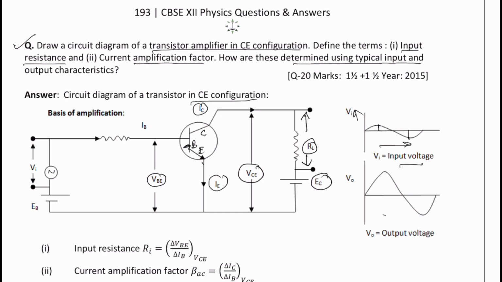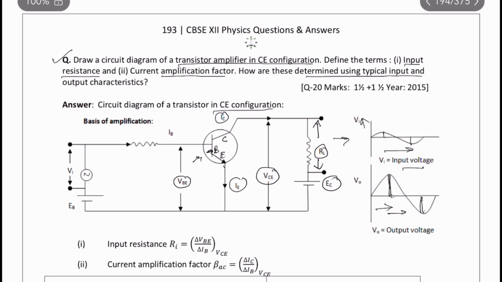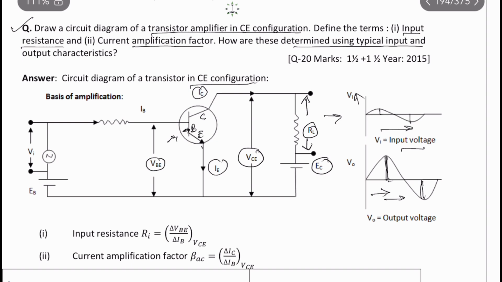Okay, so you see the amplification amplitude increased, where the output is obtained. If you give this much input here, this is the input, this is the output obtained. So this is amplified. Now the circuit diagram is explained. This is the input voltage, this is the output voltage. VO is the output voltage, correct? Now we have to define certain terms.